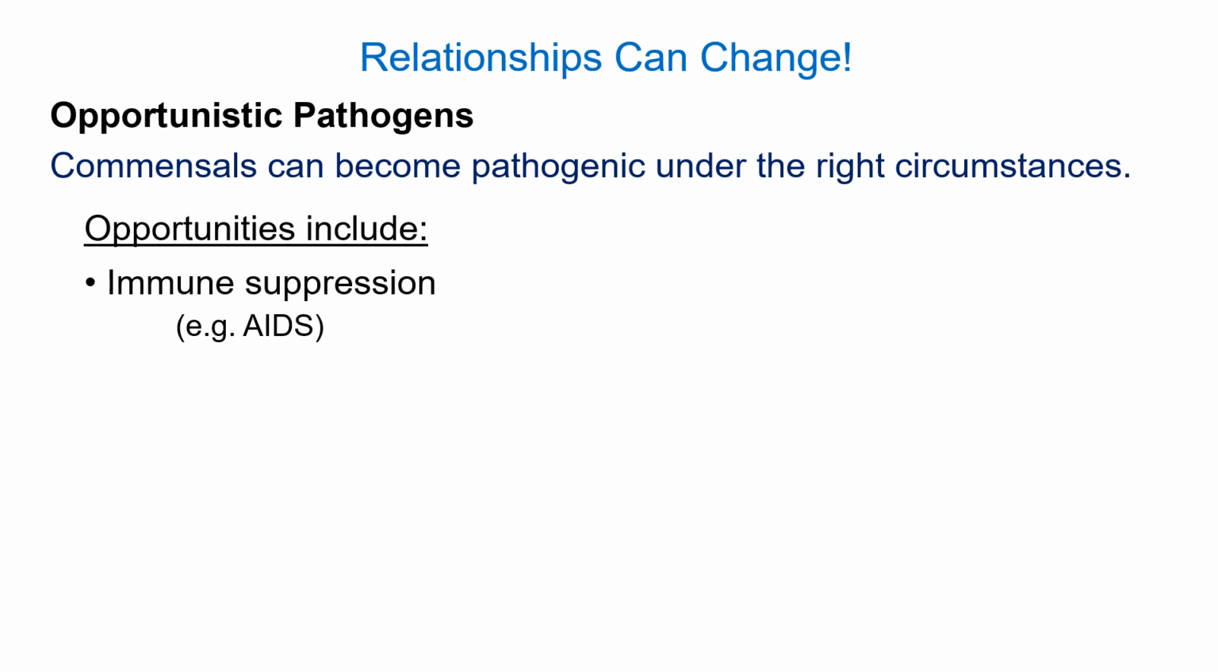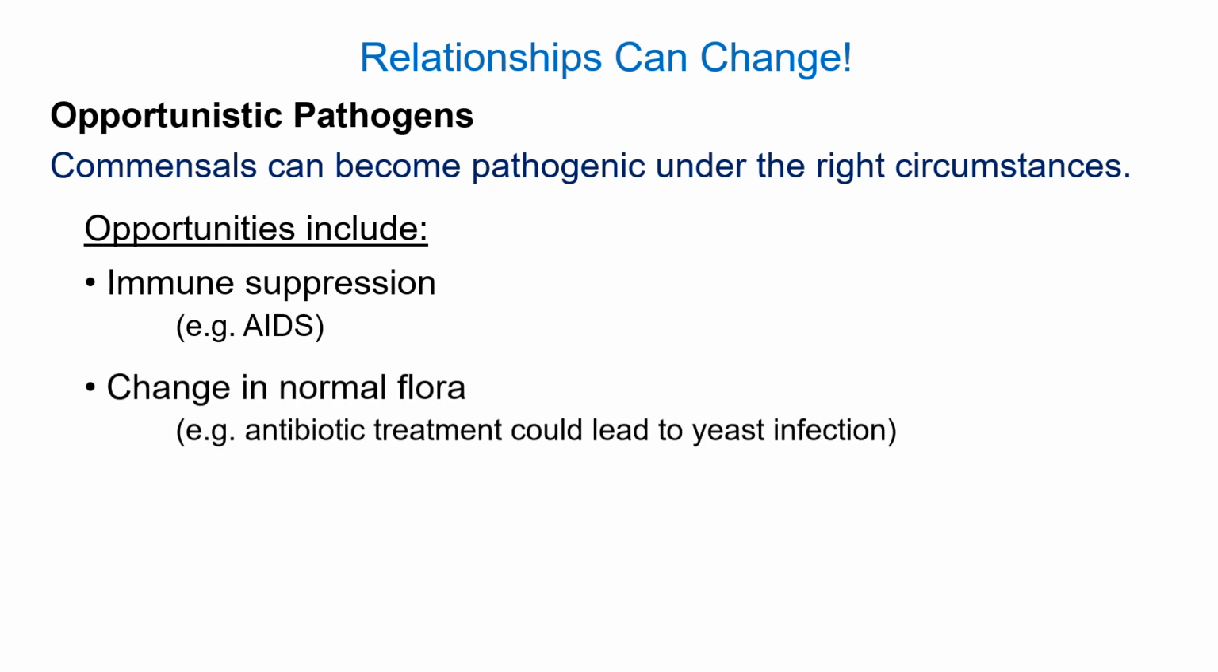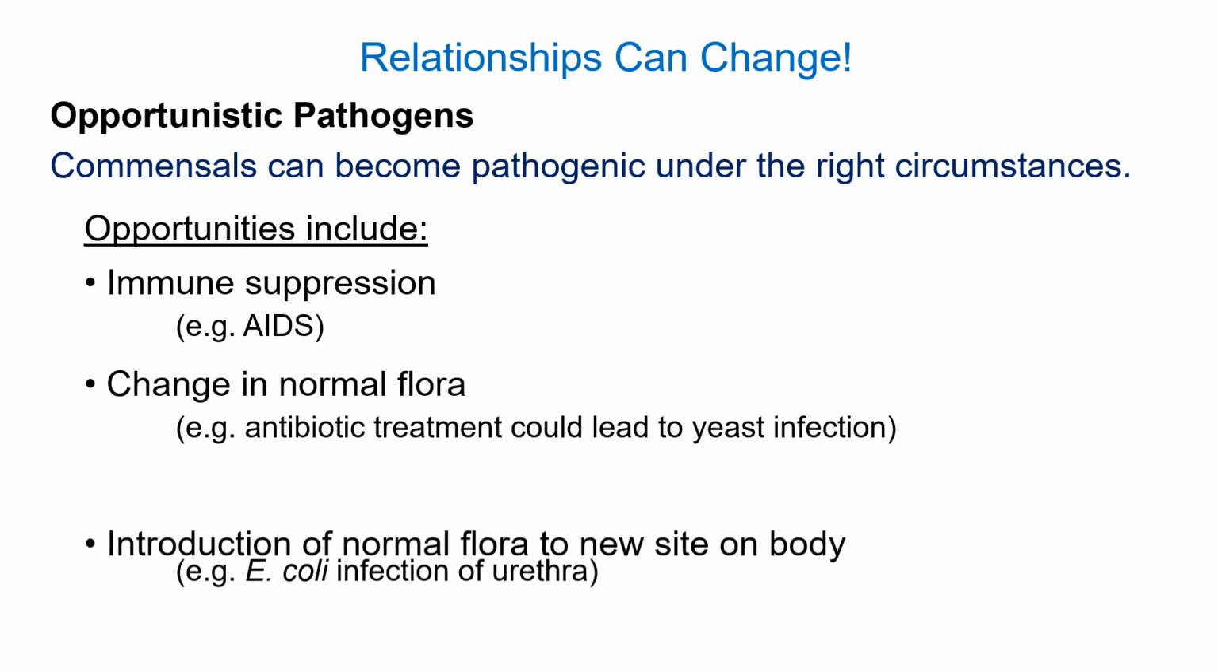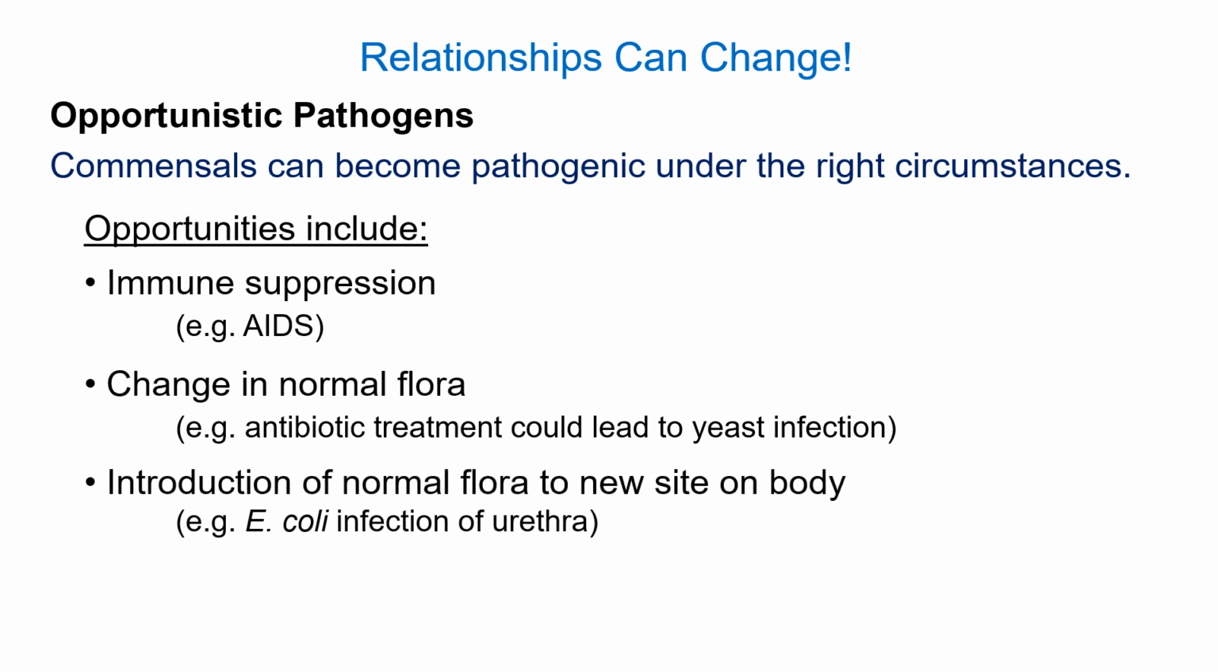AIDS patients, they're susceptible to all sorts of weird fungal infections and cancers and things like that that normal healthy people don't actually get. Changes in normal flora, so I mentioned the antibiotic-induced diarrhea with Clostridium. I also mentioned the antibiotic-induced vaginal yeast infections. Sometimes bacteria get introduced from one site to another. So a good example of that is E. coli, which is normally a fecal bacteria found in the colon, and it can sometimes get introduced to the urethra and cause a bladder infection.